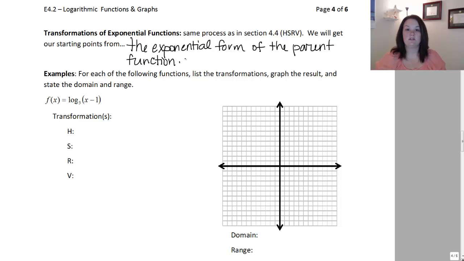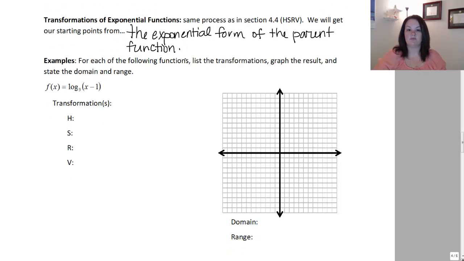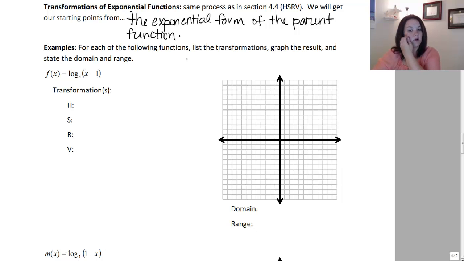Okay, so I'm just going to do an example so that you see, and then we'll talk more about it, as we do it. So here we want to find the following functions, list the transformations, graph the results, state the domain and range, and also the location of the asymptote.